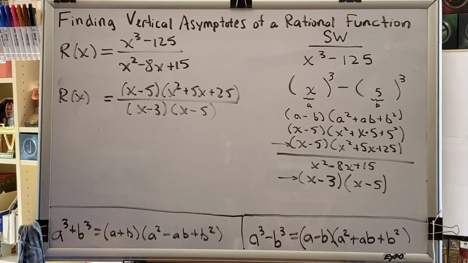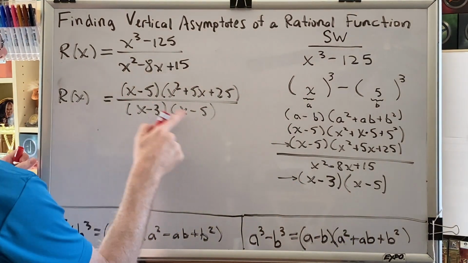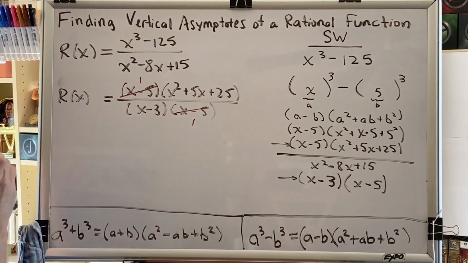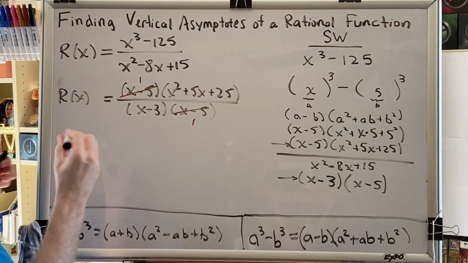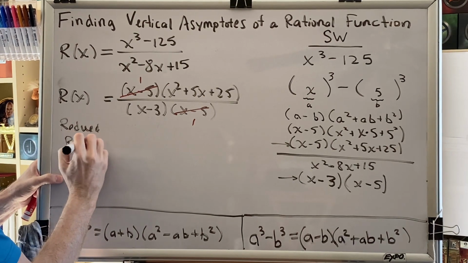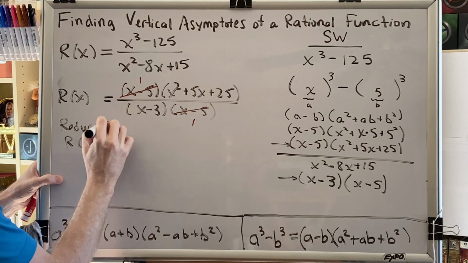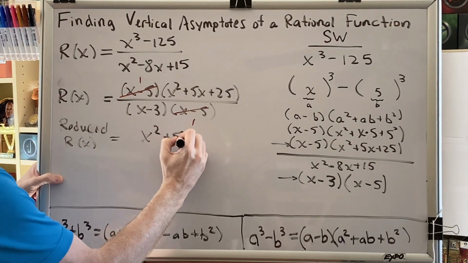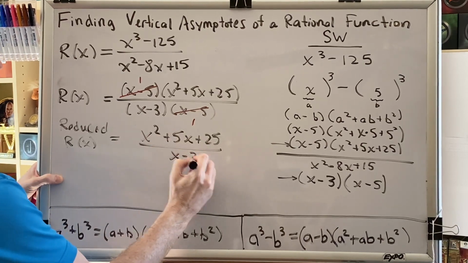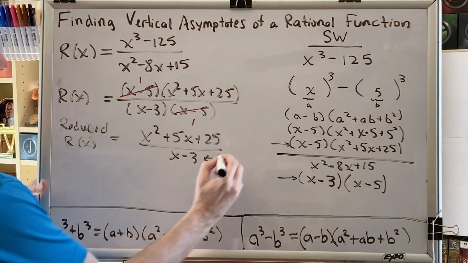Okay, the next step is to reduce to lowest terms. We see that we do have a common factor top and bottom, the binomial x minus 5. Anything divided by itself is the number 1, and anything times 1 is itself. So this gives us our reduced r of x function. And our reduced r of x function equals x squared plus 5x plus 25 over x minus 3. All right, so now we have to set our reduced denominator polynomial equal to 0.